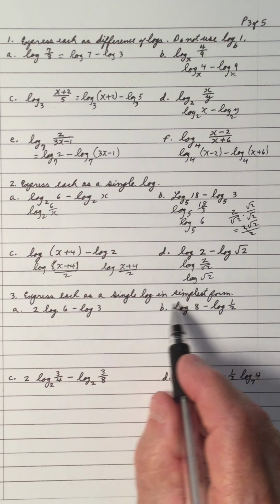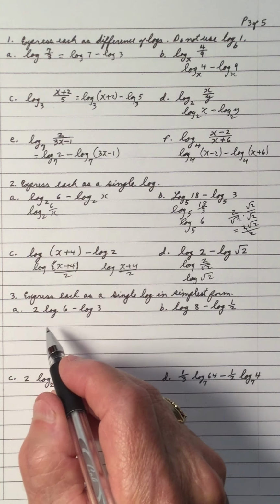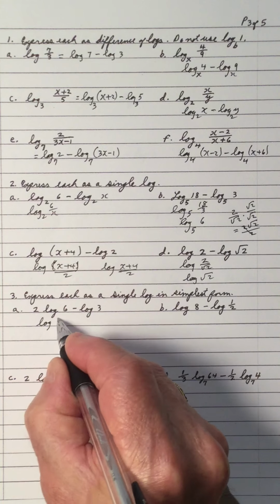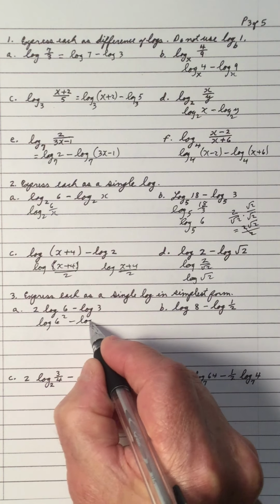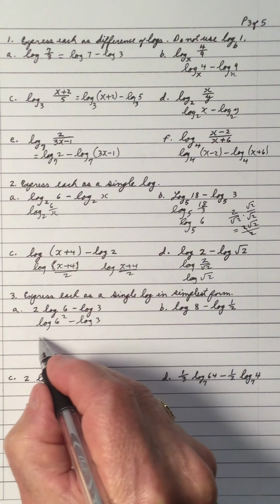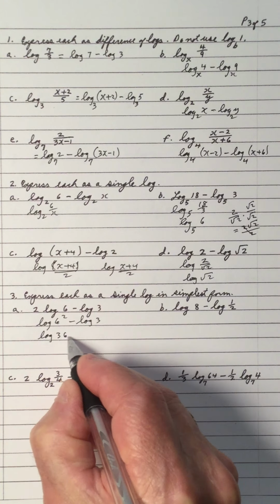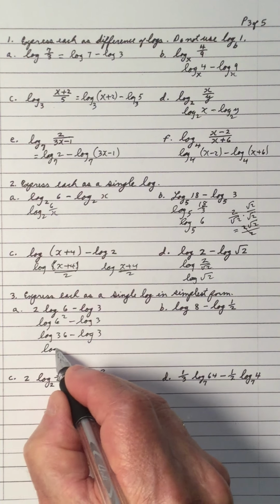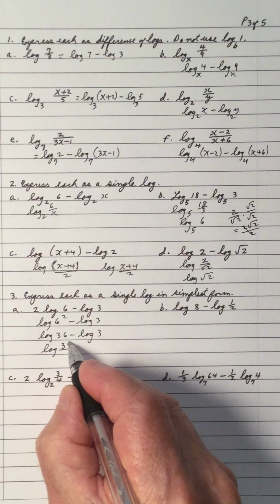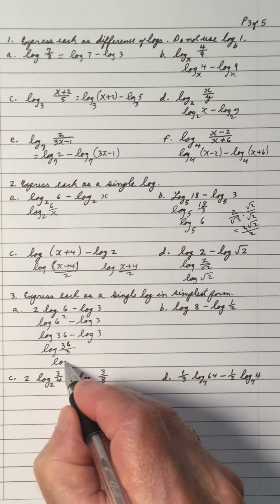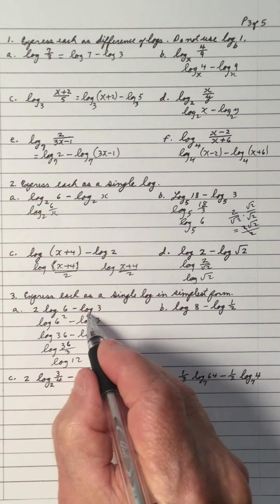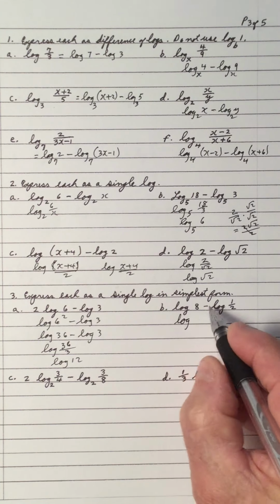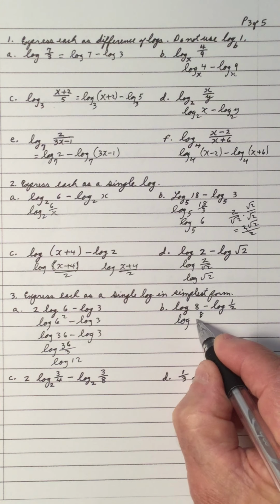Another one, express each as a single log in simplest form. Again, the first rule when we try to simplify is use the power rule. So the 2 goes to the power of 6, and that gives us 6 squared is 36. And the subtraction of logs is the log of a division. So that's the log of 12. And again, the base is 10, so this is the log. Subtraction of logs is the log of a division.